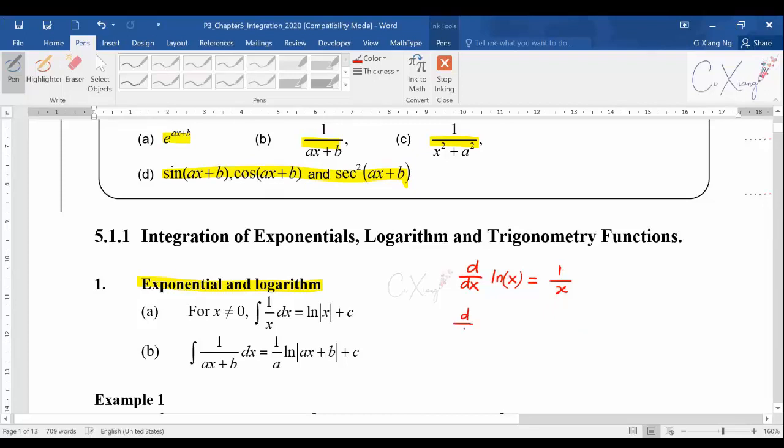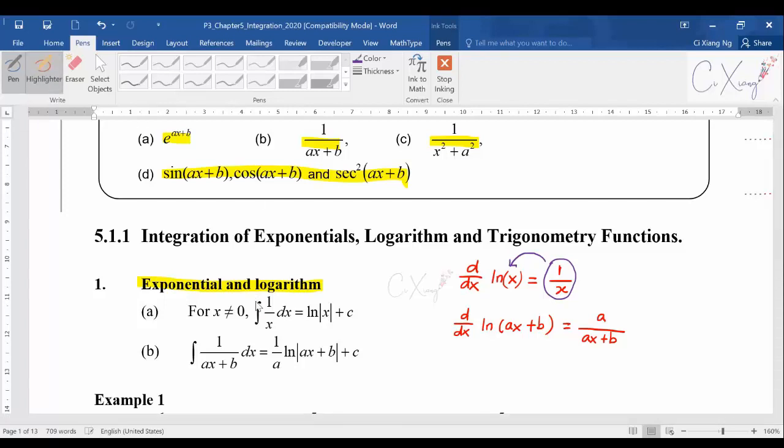Correct or not? And the same thing happens if you're having log ax plus b. How do you do the differentiation for log ax plus b? You bring the whole bracket down, ax plus b, and after that you differentiate the ax plus b, you get an a, so you put an a on top. So this is what we have for differentiation. And integration means you need to do it the other way around. So now you want to integrate 1 over x, then you should get back log x.